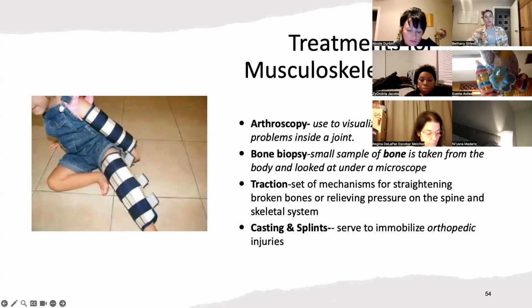We have lots of treatments that we can do. We can do arthroscopy when we need to see inside of a joint. We can do a bone biopsy where we take a small sample of the bone and look at it under a microscope. We use traction a lot, and that helps us to be able to straighten broken bones and relieve pressure on the spine or the skeletal system. And then we're probably all pretty familiar with casting and splints for those orthopedic injuries.